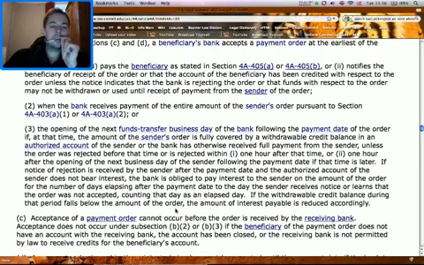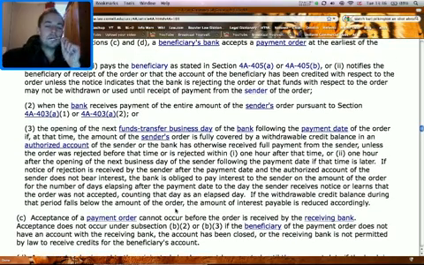3. The opening of the next funds transfer business day of the bank following the payment date of the order if, at the time, the amount of the sender's order is fully covered by the withdrawable credit balance in an authorized account of the sender, or the bank has otherwise received full payment from the sender, unless the order was rejected before that time or is rejected within 1 hour after that time or 1 hour after the opening of the next business day of the sender following the payment date if that time is later.